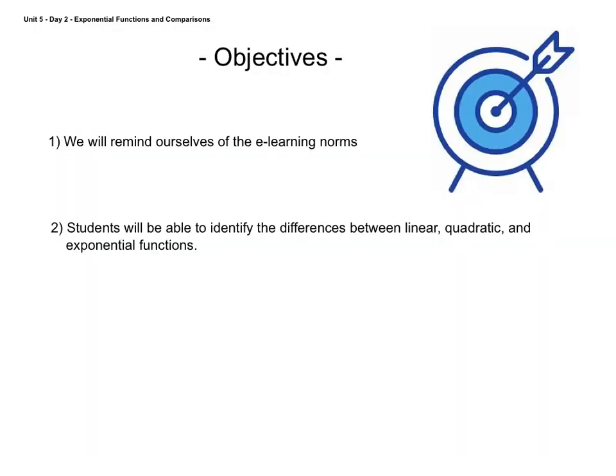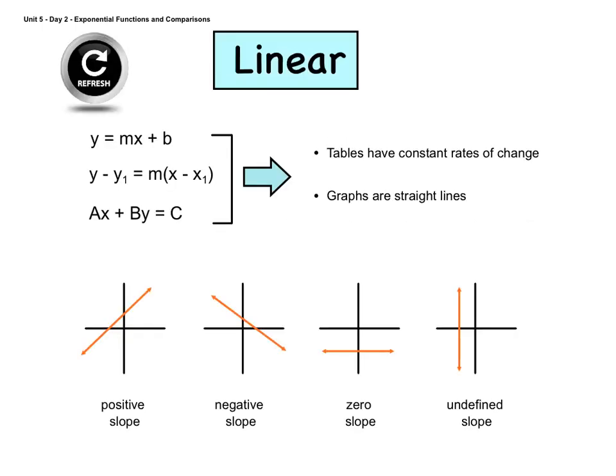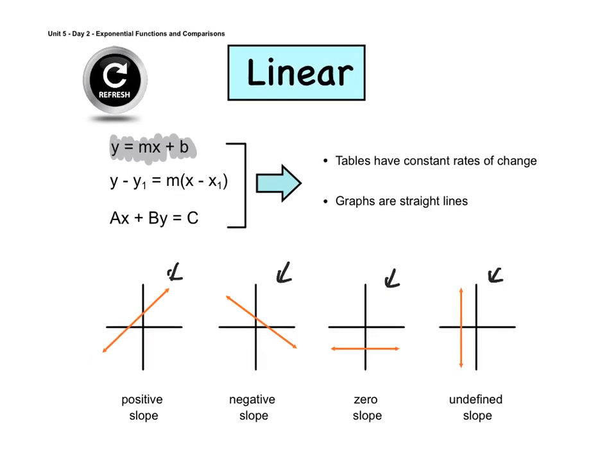Okay, so today we are going to identify the difference between linear, which we've worked on before, quadratic, and now our new exponential functions. Okay, so here's linear. Linear means straight line, and every single one of these functions is a straight line. The way to recognize a linear function is in one of the forms. Usually we see it in this form, y equals mx plus b. Notice there's no exponents, or it's x to the first power, which gives you a linear function.